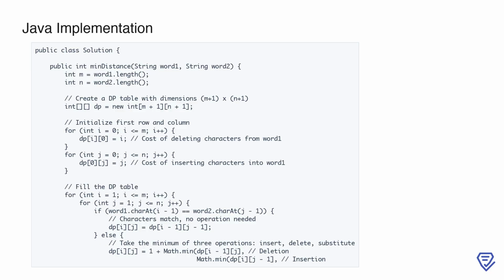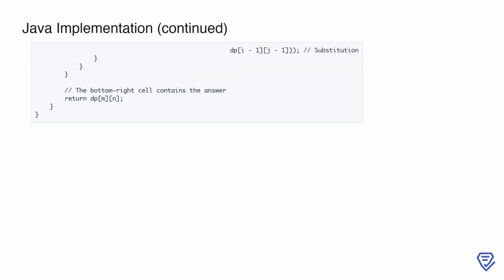For every cell DP[i][j], we compare the characters word1[i-1] and word2[j-1]. If they match, no operation is required, and the value is carried over from DP[i-1][j-1]. On the other hand, if the characters differ, we calculate the minimum cost of three possible operations: deletion, represented by DP[i-1][j], insertion, represented by DP[i][j-1], and substitution, represented by DP[i-1][j-1]. We add 1 to the minimum of these three values and update DP[i][j].